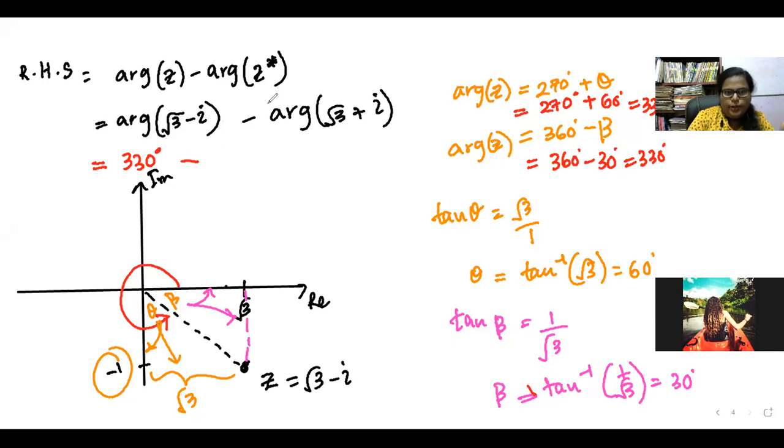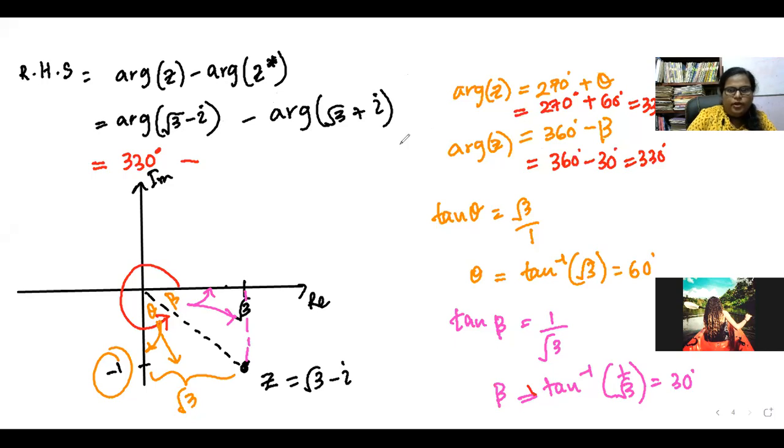After that, you have to find the arc Z star value also. Give me 1 second, someone dropped a text. Anushka is asking another question which is not related to this one, so I will answer your question after this one, Anushka.